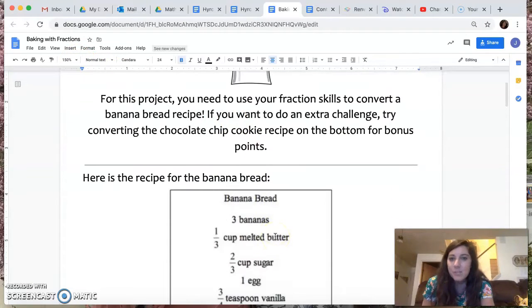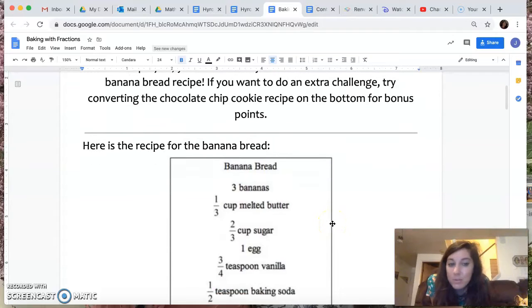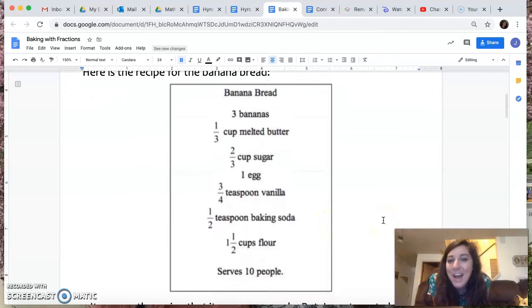So, for this project, you need to use your fraction skills to convert a banana bread recipe. If you want to do an extra challenge, you can try to convert the chocolate chip cookie recipe on the bottom for bonus points. So, you do not have to do the chocolate chip cookie recipe, just the banana bread recipe. But if you want bonus points, never hurts to try.